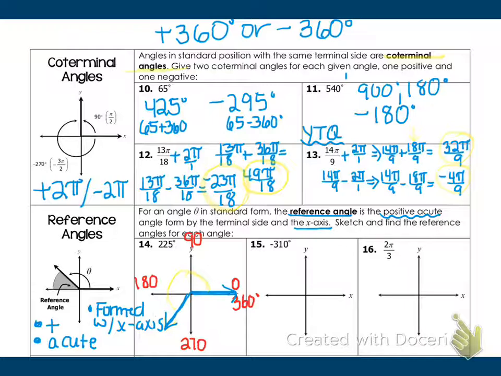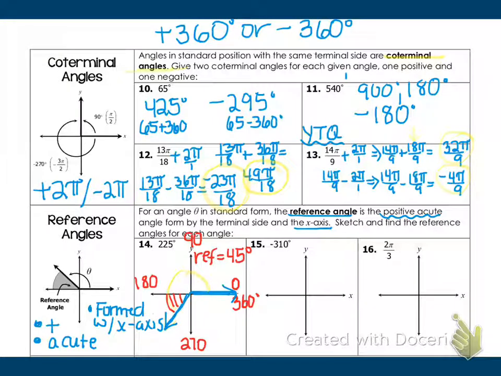So you can see there's two angles formed with the x-axis. There's this one over here, but that one's not acute, and then there's this one here, and that angle right there represents the reference angle, and that's the one we want. So the reference angle for 225 degrees would be 45 degrees, because that's how many degrees I had to go past the x-axis at 180 degrees to get to this angle. That reference angle is formed with the x-axis, and this one meets the criteria. It's positive, it's acute, and it's formed with the x-axis.